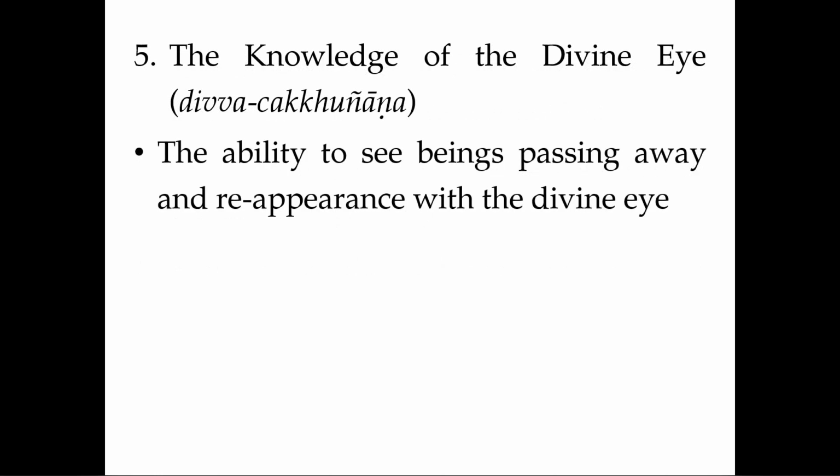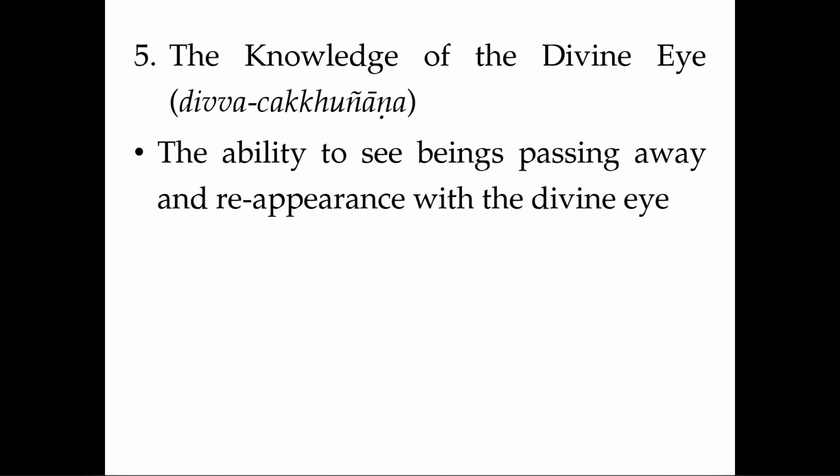And the 5th one, the knowledge of the divine eye. So here you can see, the ability to see beings passing away and reappearing with the divine eye. If someone dies, you see where he or she will go. And you also know where people come from, etc. The ability to see beings passing away and reappearing in the next life with the divine eye. So these are called the 5 direct knowledges according to the Manual of Abhidhamma.